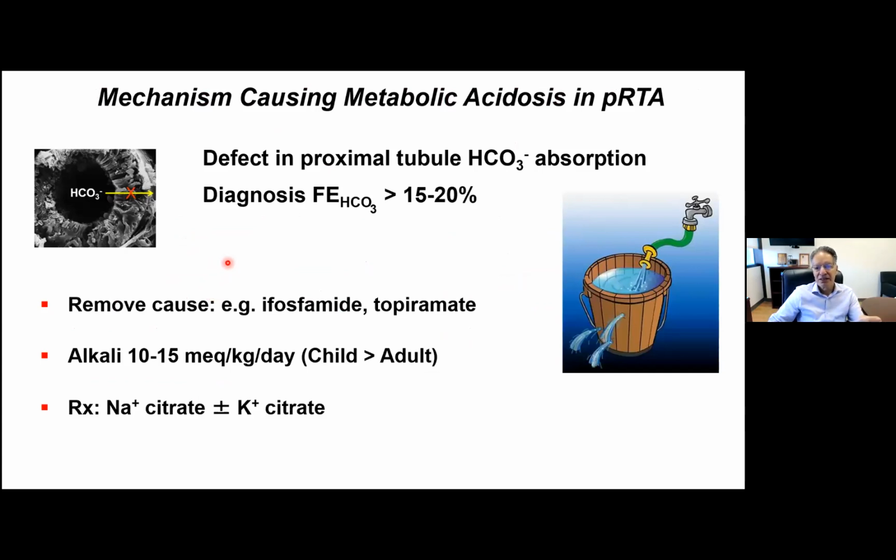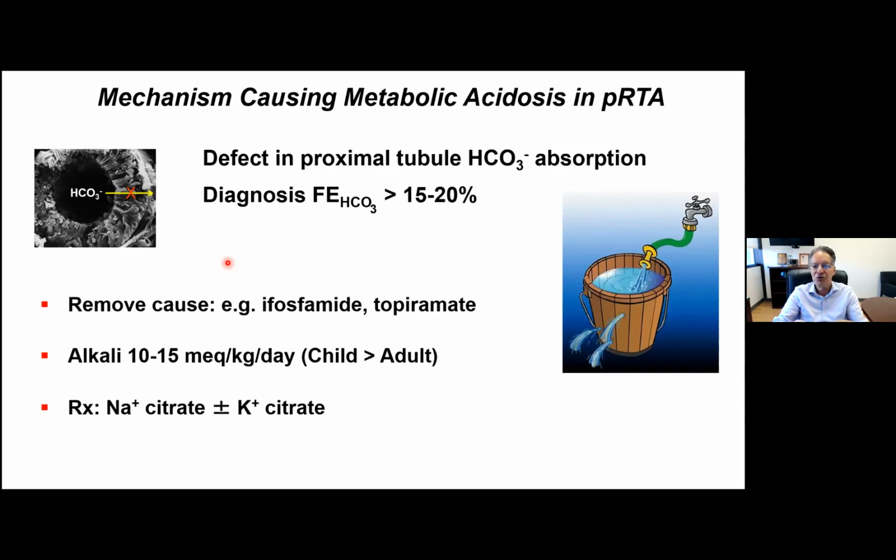Now, what is the mechanism then of the metabolic acidosis in proximal RTA? Well, as we described, it is a defect in proximal tubule bicarbonate absorption, or it's also called reclamation. And we diagnose this by having a fractional excretion of bicarbonate over 15 to 20%. Now, the reason we say over 15 to 20% is because the proximal tubule absorbs about 80% of the bicarbonate. So if our fractional excretion of bicarbonate is over 15 to 20%, we know a priori that we must have, at least in part, a proximal tubule abnormality.